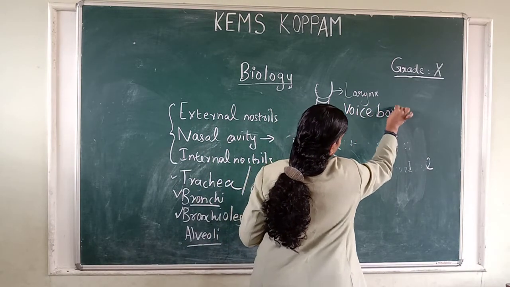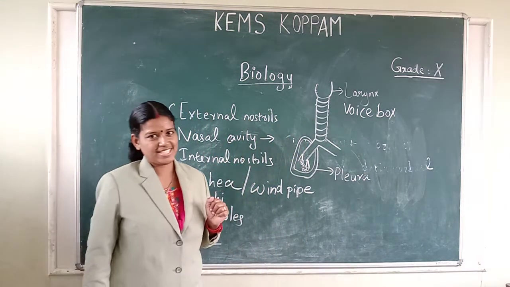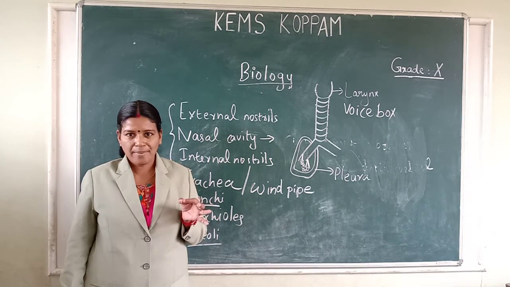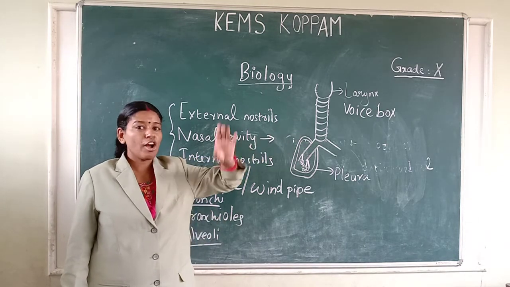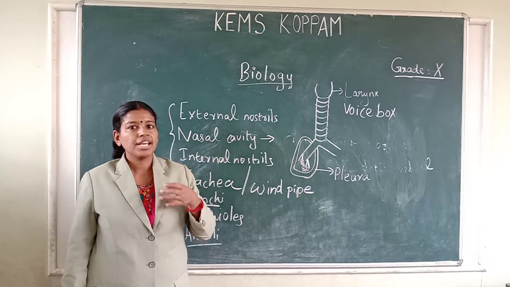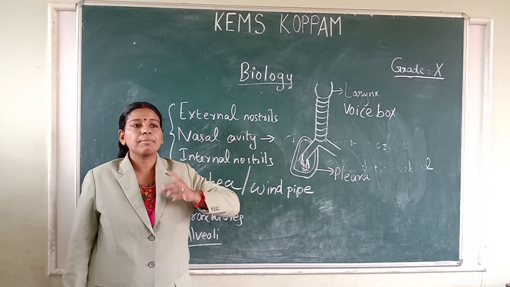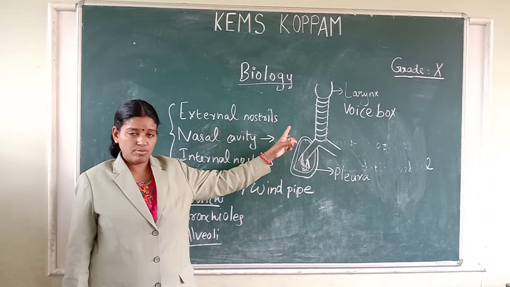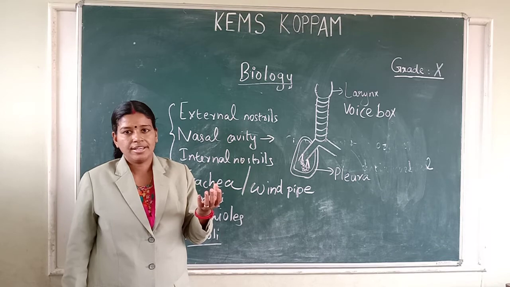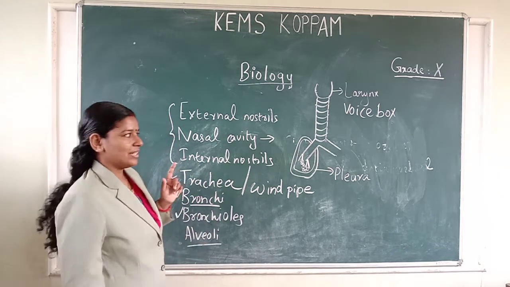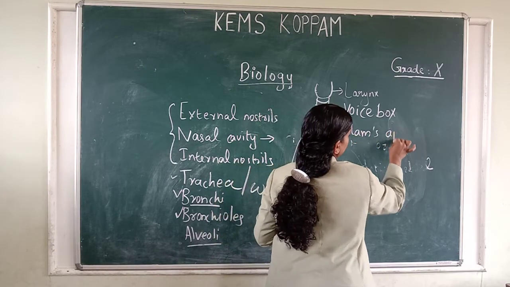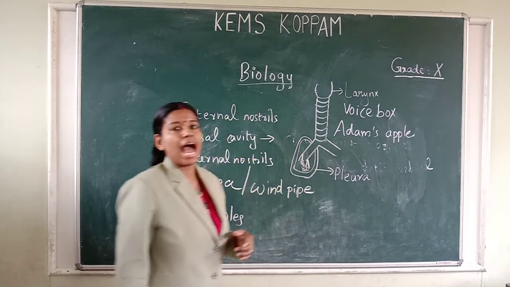Now what is its function? It contains two vocal cords, and the vibration of this vocal cord produces sound. Okay? Larynx or voice box at the uppermost part of trachea. Enlarged portion contains two vocal cords and its vibration produces sound. See, this larynx or voice box in adult males protrudes outside and it's called as Adam's apple. Okay? We can see in some adult males, it's called as Adam's apple.